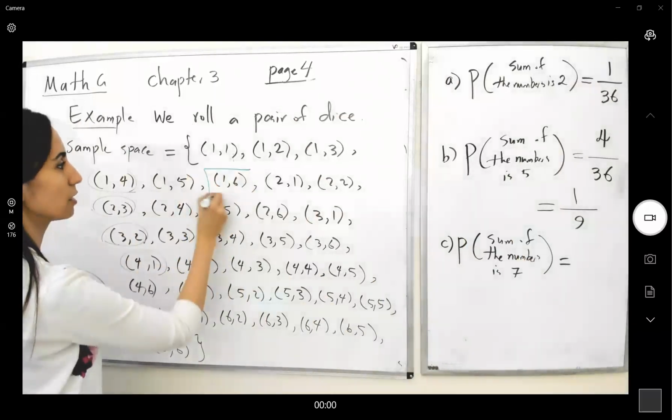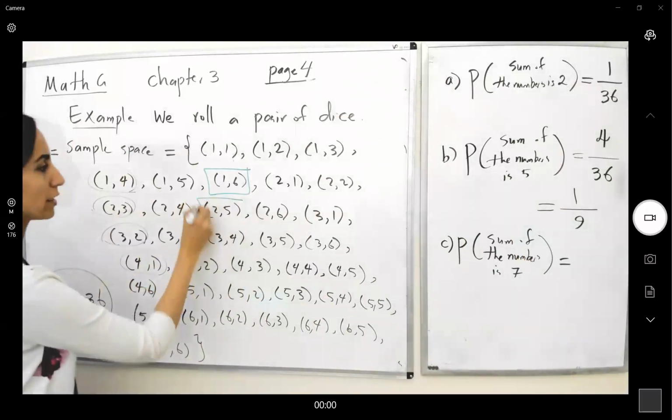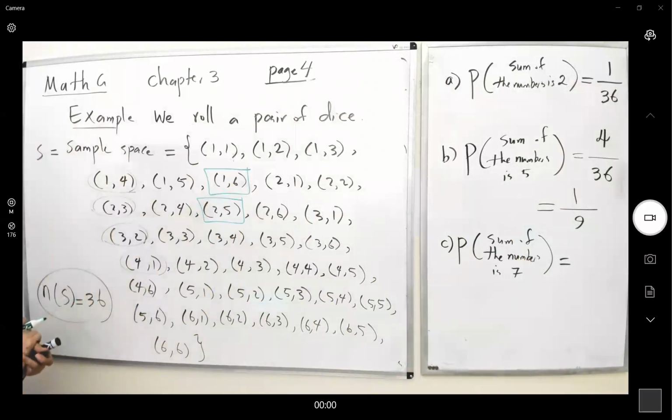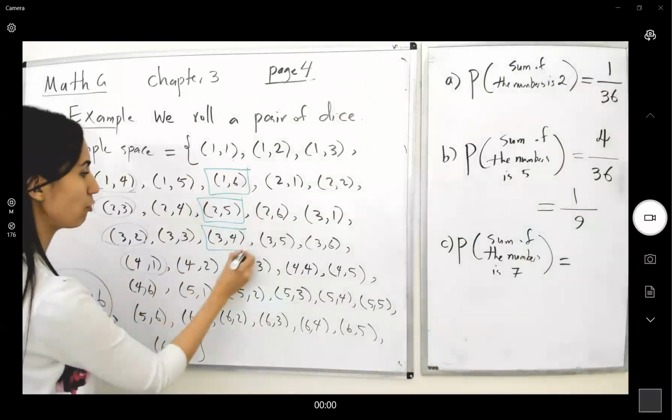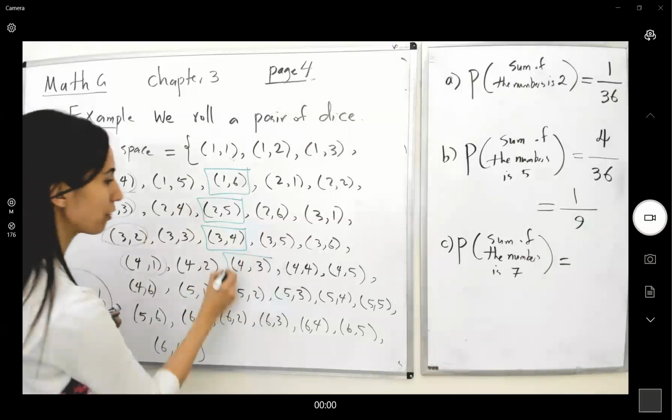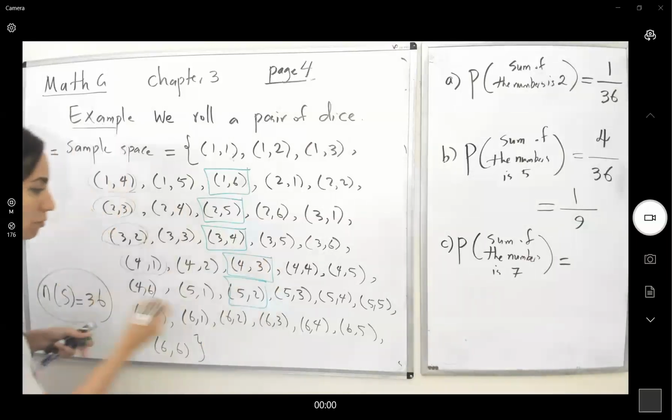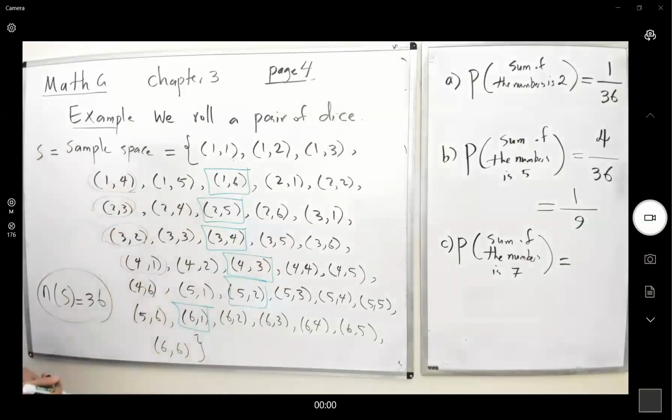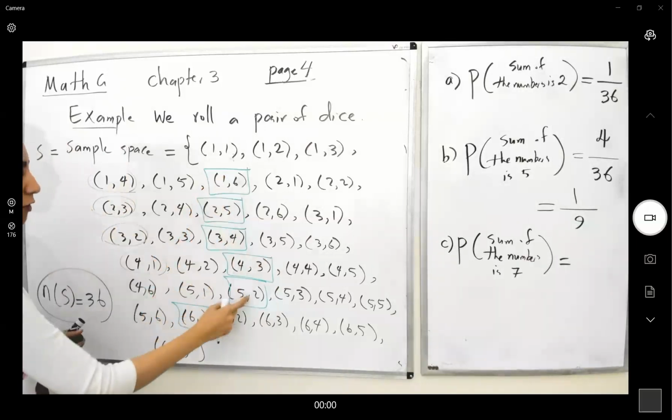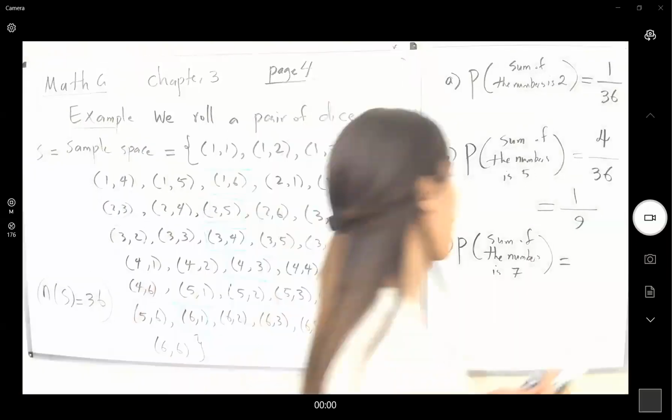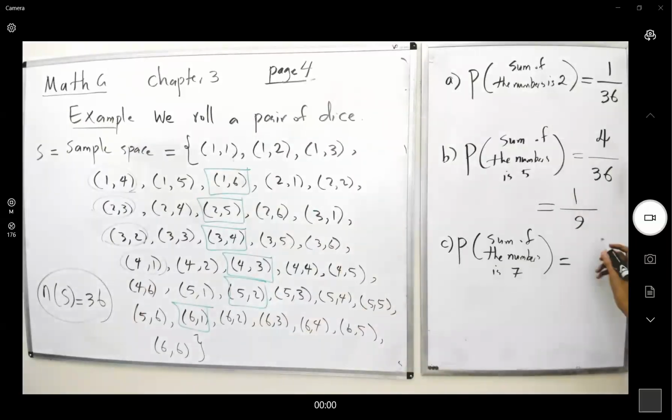1 and 6. 2 and 5. What else do you have? 3 and 4. 4 and 3. 5 and 2. 6 and 1. Is that it? I think so. So 1, 2, 3, 4, 5, 6. 6 out of 36, or 1 out of 6. This is your probability.